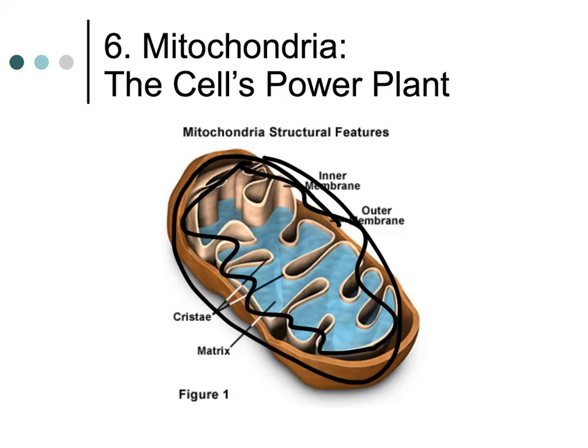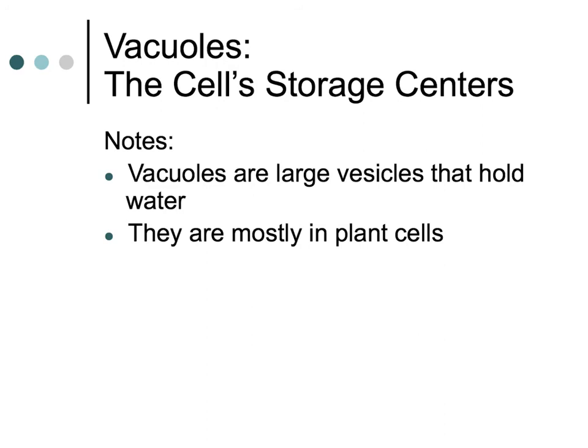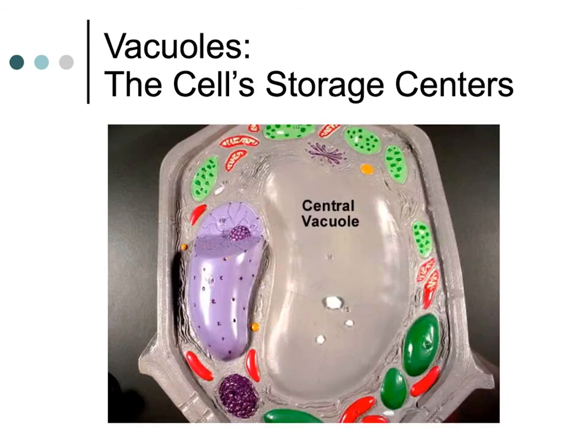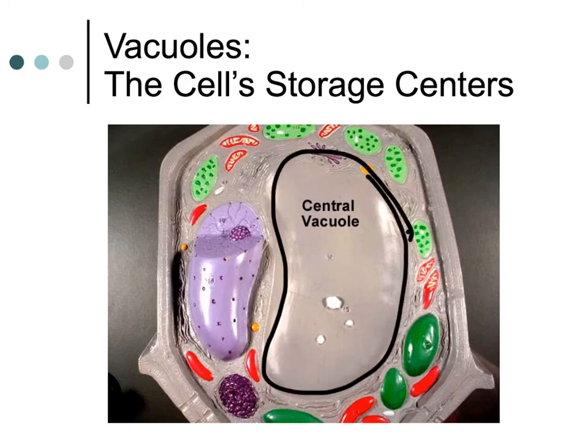Poor baby. Okay, so this is a part that you didn't need to write about. It's called a vacuole. A vacuole stores a bunch of liquid, and they're mostly in plant cells. Here's a picture of a vacuole. In plant cells, they have these large vacuoles that often take up most of the space in the cell, and that's what stores water.